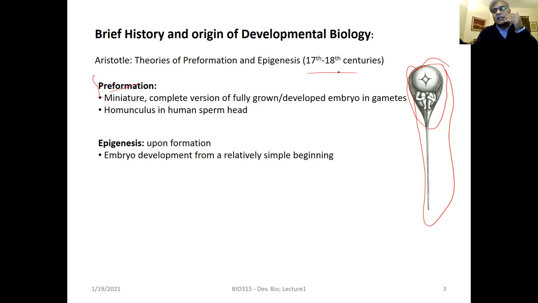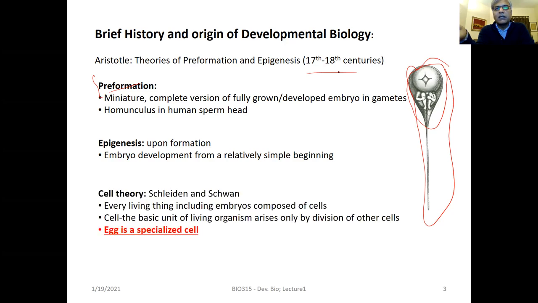So epigenesis proposed development upon formation, that embryo development is very simple in the beginning. It's not in the form of a homunculus. We cannot even see anything there. And as we develop from the fusion of sperm and egg cells, from this relatively simple beginning, we become more complex. But it was not easy to convince the other school of thought.